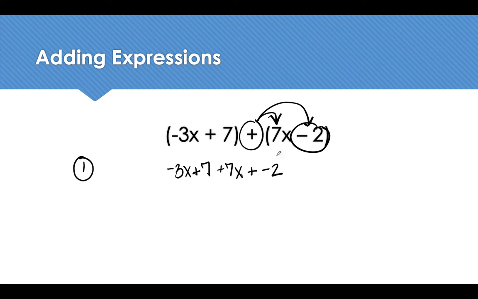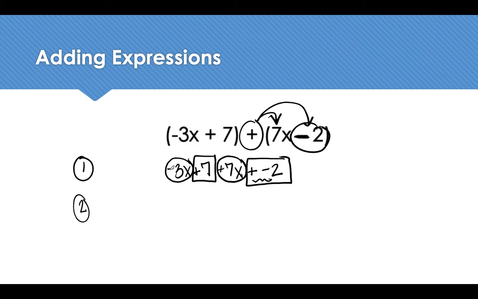So here's where you have to be very, very careful. You can't just ignore this subtraction sign because it is a minus 2. So when I add the 2, I have to make sure I'm adding a negative 2. So be very careful. Now I'm going to find my like terms, negative 3x and plus 7x. We also have plus 7 and plus a negative 2.